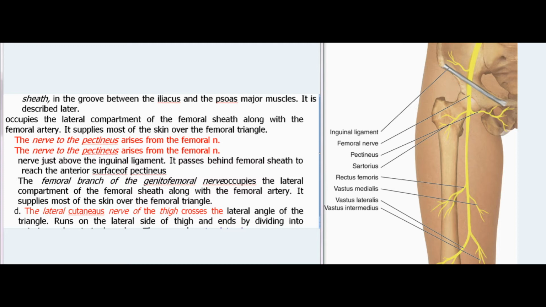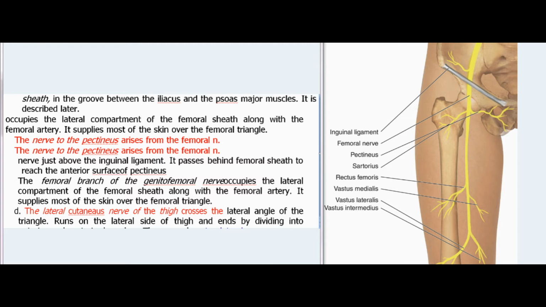B. The nerve to the pectineus arises from the femoral nerve just above the inguinal ligament. It passes behind the femoral sheath to reach the anterior surface of pectineus. C. The femoral branch of the genitofemoral nerve occupies the lateral compartment of the femoral sheath along with the femoral artery. It supplies most of the skin over the femoral triangle.